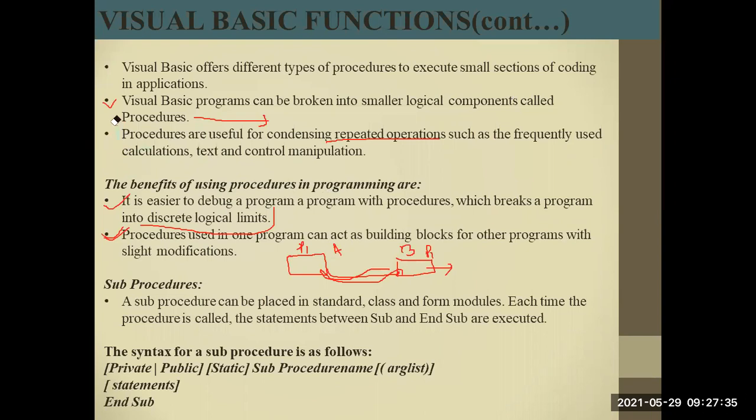Now, what are the different types of procedure we have here? The first one is the sub procedure. Mainly we are going to use the sub procedure. There are other types of procedure that we will rarely use. The first procedure is called a sub procedure. Whenever we write a program, we basically use sub procedures only.